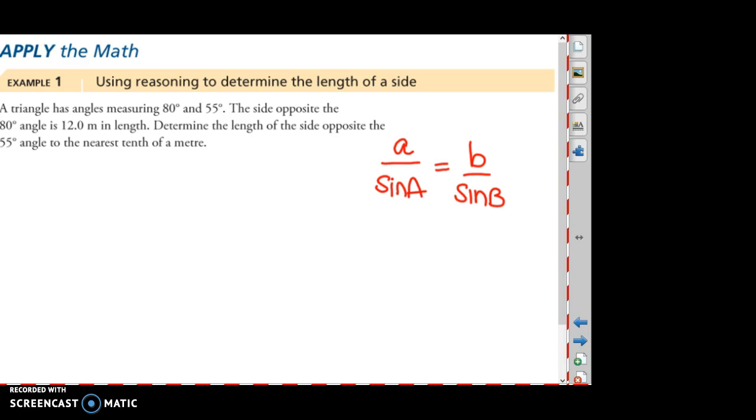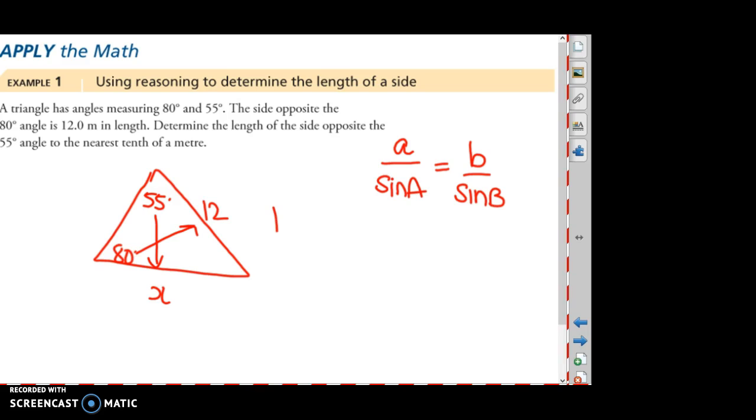80 and 55. The opposite side of 80 is 12 meters in length. Determine the length of the side opposite of the 55. So if I draw a triangle and I have 80 degrees, the side opposite, which is straight across, will be 12. And say we have an angle of 55, and they want to know the side opposite of this one. So we'll be using the sine law.